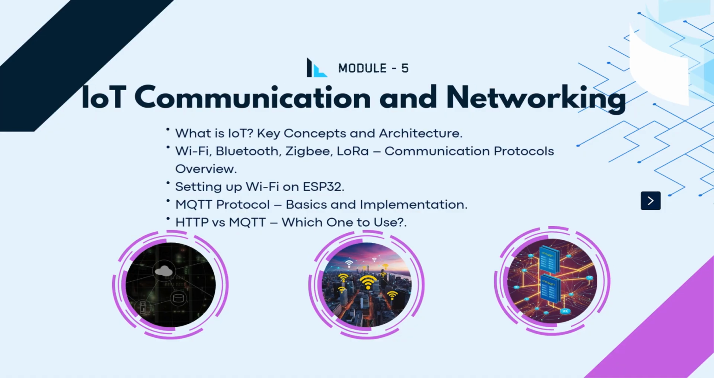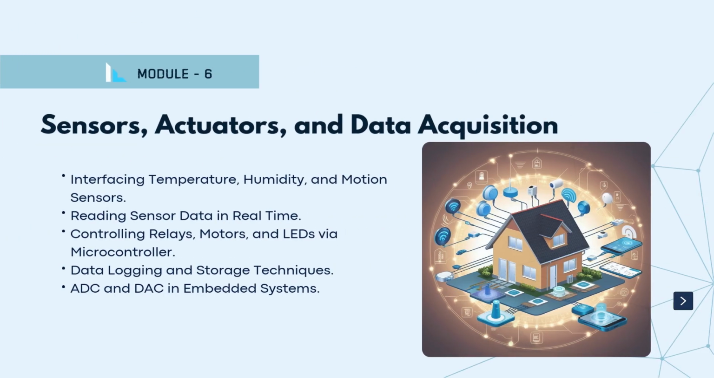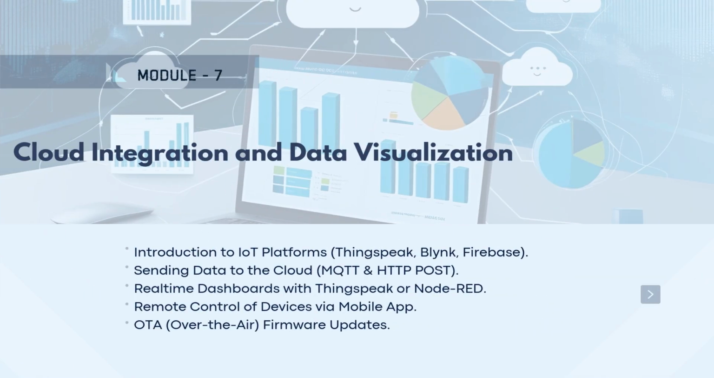Module 5, IoT Communication and Networking. Discover how devices talk, with Wi-Fi, Bluetooth, Zigbee, LoRa, MQTT, and HTTP, and how to get your ESP32 online in minutes. Module 6, Sensors, Actuators and Data Acquisition. We'll show you how to connect sensors, read live data, log it efficiently, and control devices like motors and LEDs from your microcontroller.